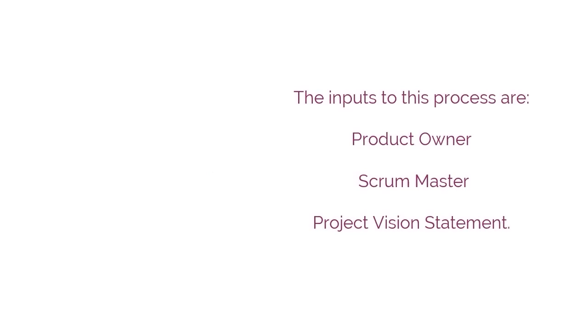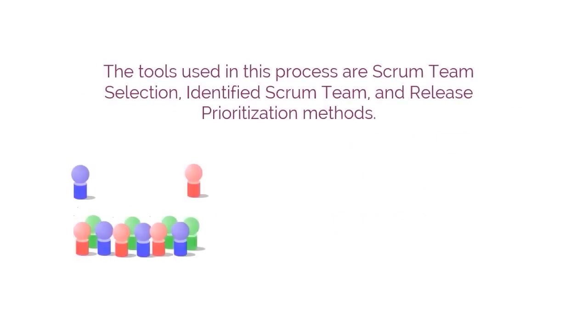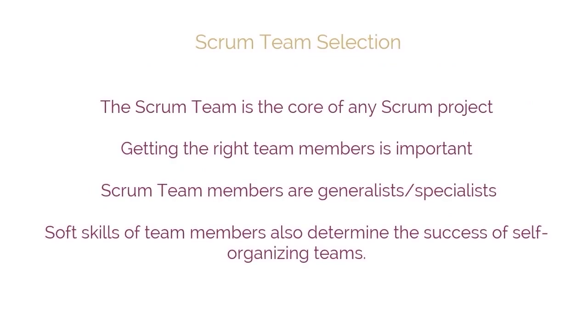Now, we're going to learn about the Form Scrum Team process. The inputs in this process are Product Owner, Scrum Master, and Project Vision Statement. The tool used in this process is Scrum Team Selection Criteria. Scrum Team Selection Criteria. The Scrum Team is the core of any Scrum project, and getting the right team members is important for successful delivery of Scrum projects.